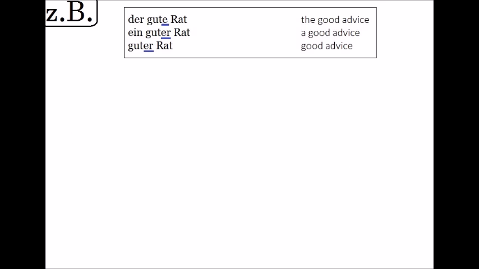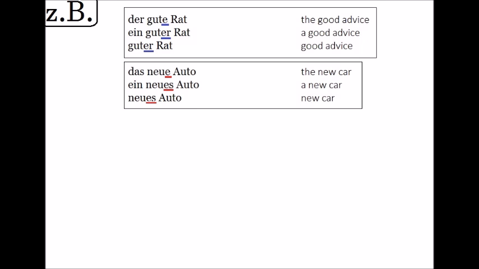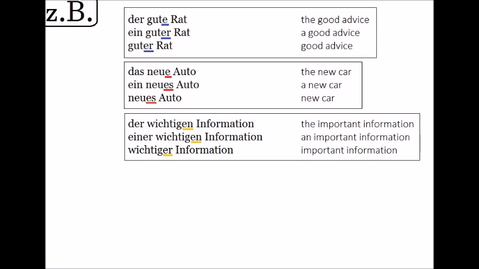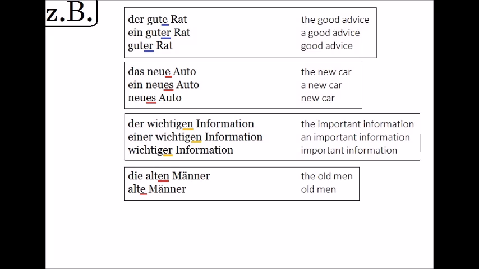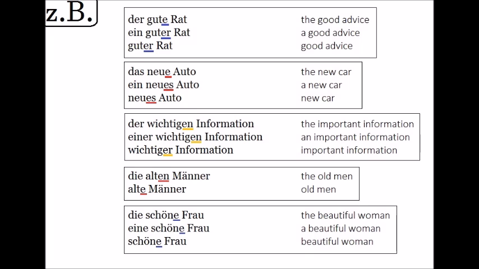So, for example, der gute Rat, ein guter Rat, guter Rat. Das neue Auto, ein neues Auto, neues Auto. Der wichtigen Information, einer wichtigen Information, wichtiger Information. Die alten Männer, alte Männer. Die schöne Frau, eine schöne Frau, schöne Frau.